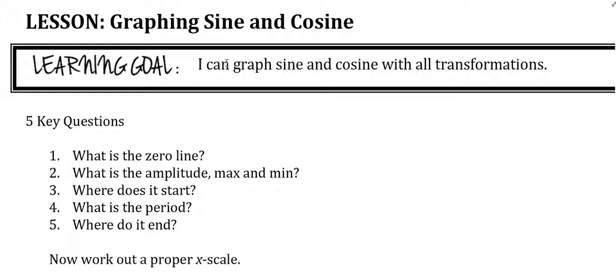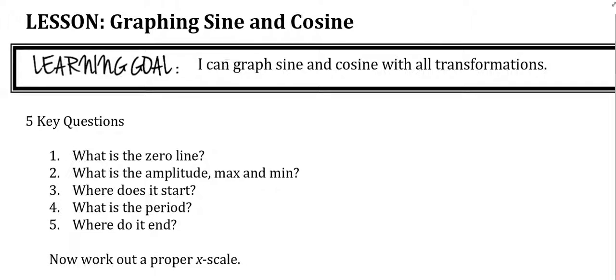Okay. So what is the zero line? What is the amplitude and the max and the min? You need the zero line and the amplitude to get the max and the min, so that's why they kind of go together. And then where does it start? What's the period? Where does it end? So those obviously go together as well. You need the period and the start to figure out where it ends.